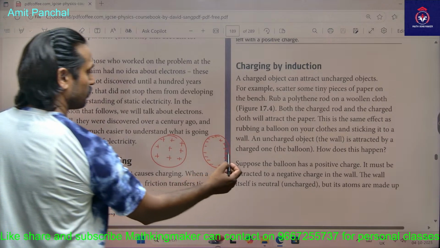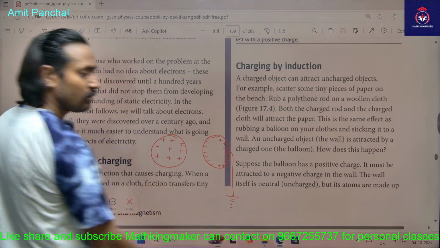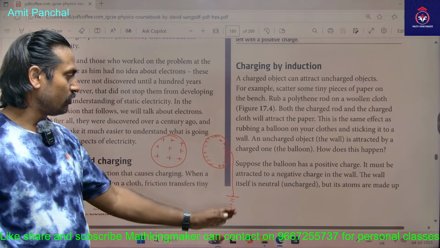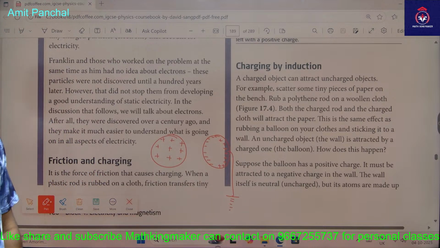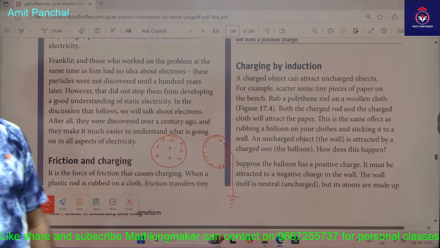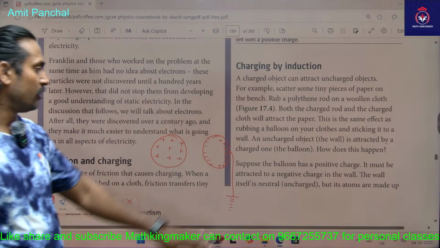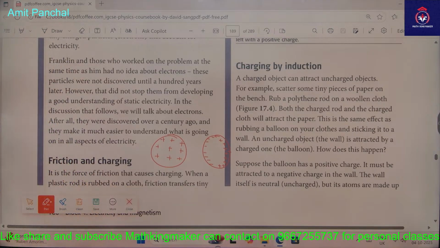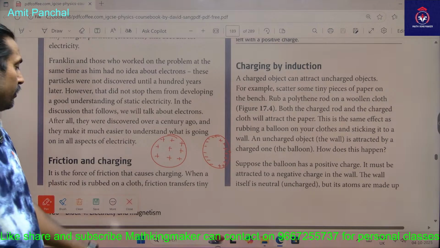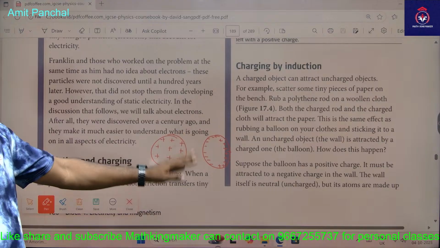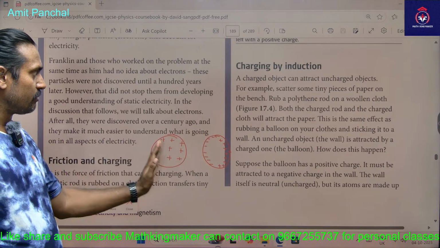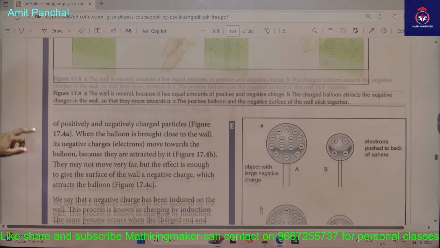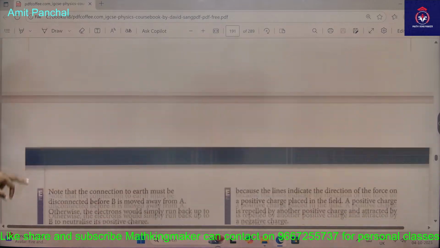What will happen if you earth it? If you earth this side, that positive charge will go into the earth. Now this is negative charged sphere. Now remove this one, so your sphere will be negatively charged sphere. So that is called charging by induction. As they are not in contact, but the charge is there because of induction. Friction and charging I already told you. Friction can also produce charge.